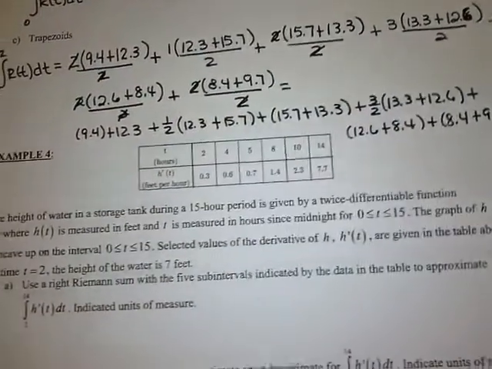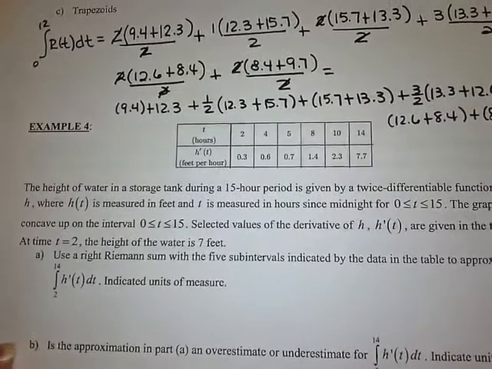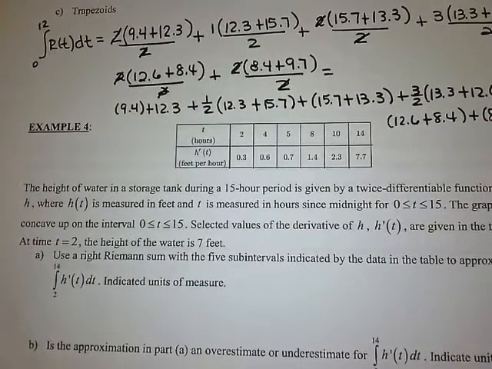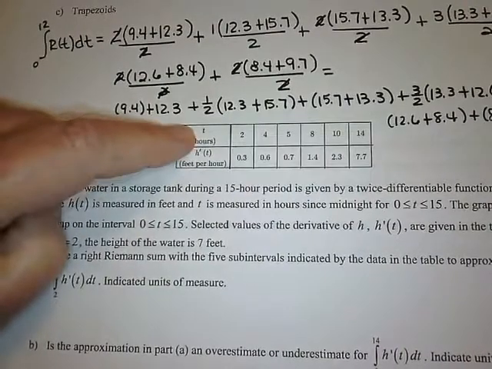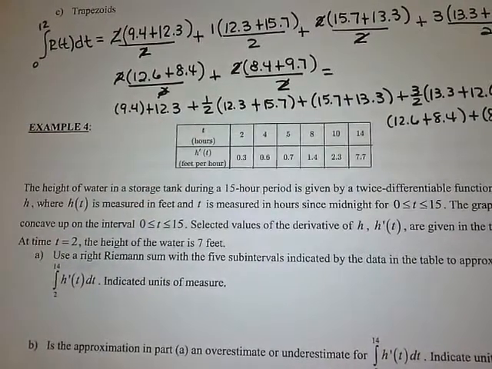All right, so last example is number 4. Okay, so number 4 says, you have a chart which is T hours. This is H prime of T, which is in feet per hour. It says the height of water in a storage tank during a 15-hour period is given by a twice differentiable function H, where H of T is measured in feet and T is measured in hours since midnight from 0 to 15. The graph of H is concave up on the interval 0 to 15.